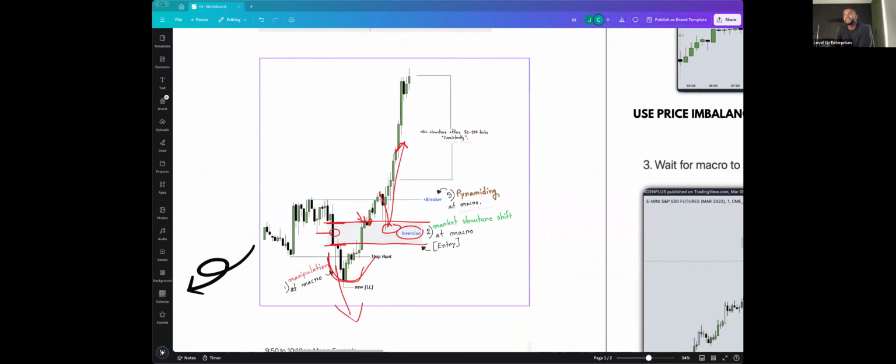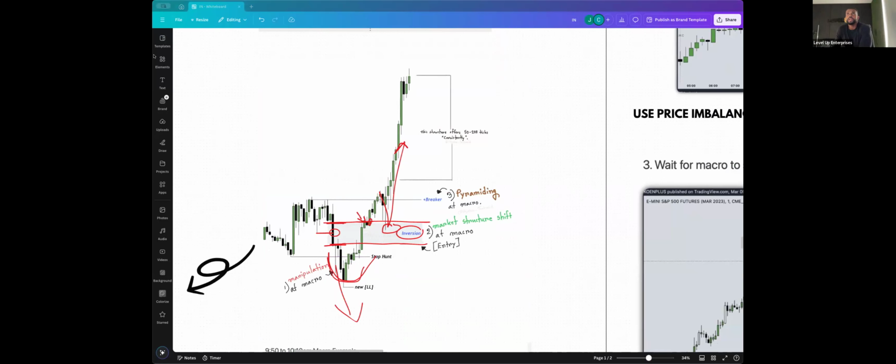Like, for example, here at the 950 to 1010, more often than not, it is going to be an inversion fair value gap, or if not, it's going to be a breaker block, right? And those are different types of setups or models that we tend to look for when it comes to the market. Today, we're going to part 6.